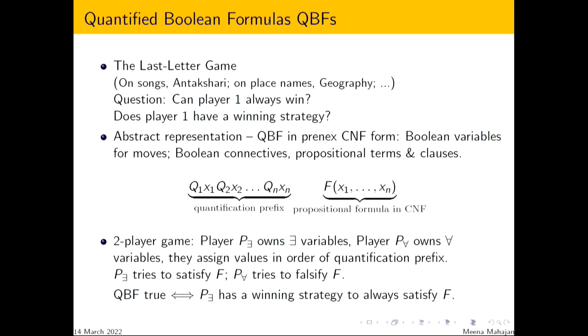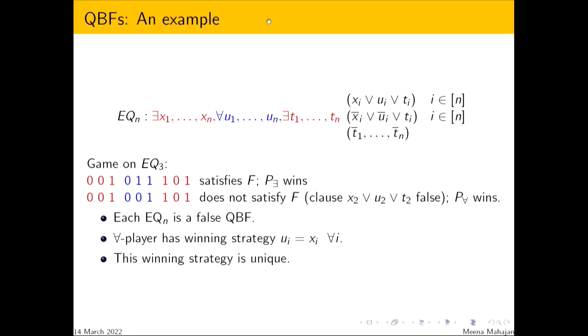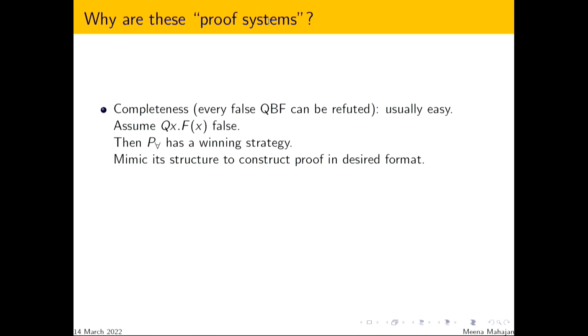I said PSPACE captures two-player games. Two-player games can also be used to evaluate QBFs. Okay? So a QBF is true exactly when the first player, the existential player, has a way to win. I have an example here which I think I should skip completely and go back.